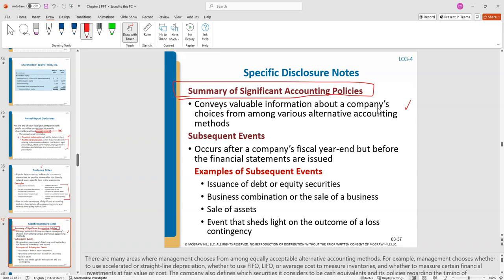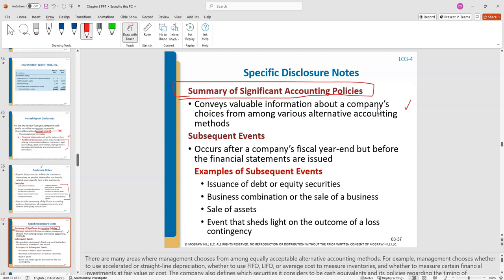We basically applied GAAP, right? We use this, we use that. How did we account for our inventory? We use LIFO, FIFO. How did we depreciate our assets? We use straight line, right? So all of those kind of rules and policies, right? It gives a background for the financial statements that we prepared.